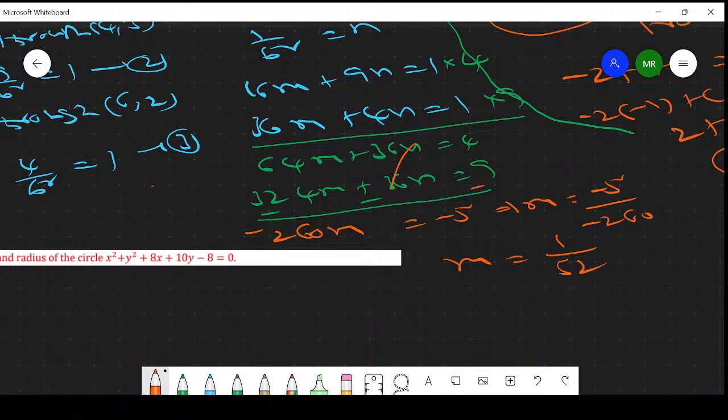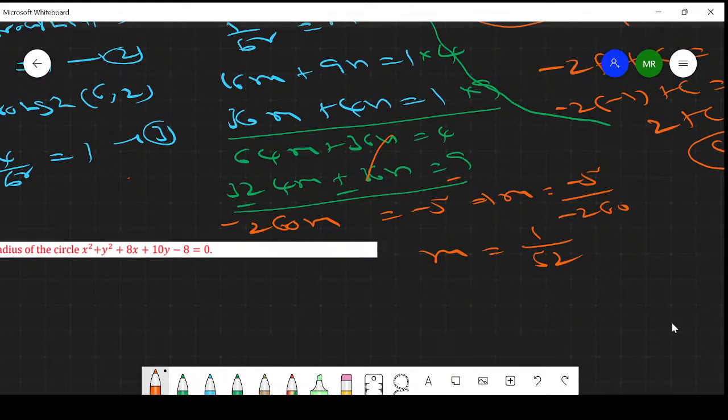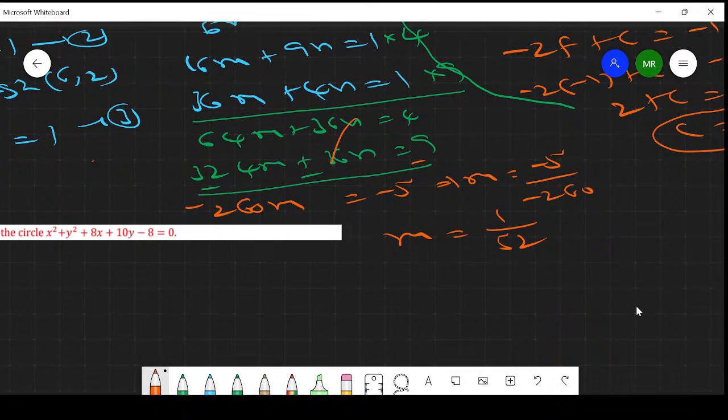m is equal to 1 by 52. Same as you can see, you take 16m plus 9n is equal to 1. From that you substitute the m value and find the n value. That we can do. 16m plus 9n is equal to 1. 16 into the m value 1 by 52 plus 9n is equal to 1.